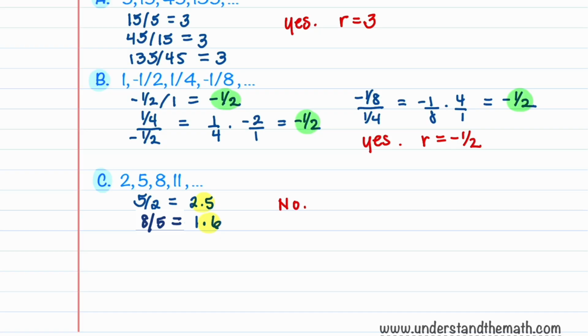Notice that instead of dividing 5 by 2, if we were to have subtracted it, we could see that 5 minus 2 is equal to 3. And then if we took our next term, 8, subtracted the term before that, we got 3. And then 11 minus 8 is also 3. So this sequence has what we call a common difference instead of a common ratio, and it's actually an arithmetic sequence. I have a video on arithmetic sequences if you want to learn more about that.